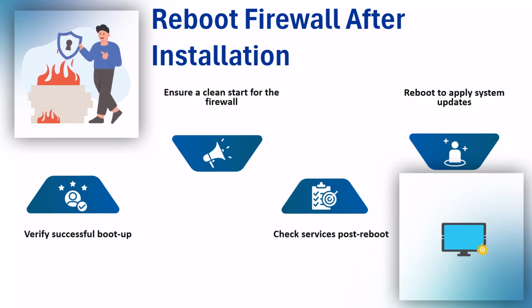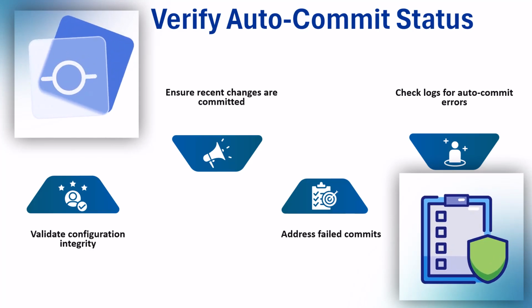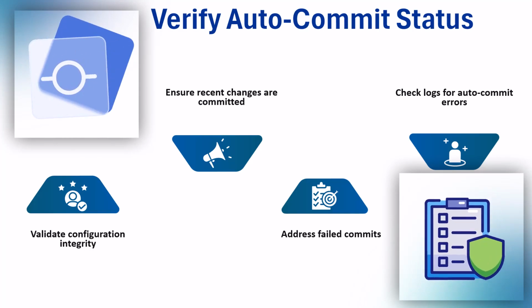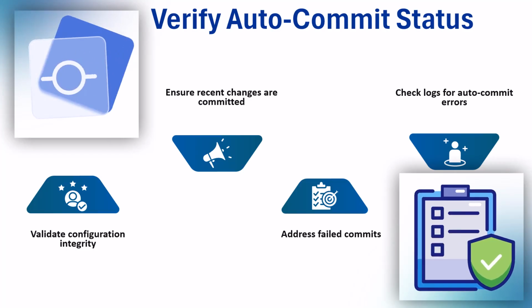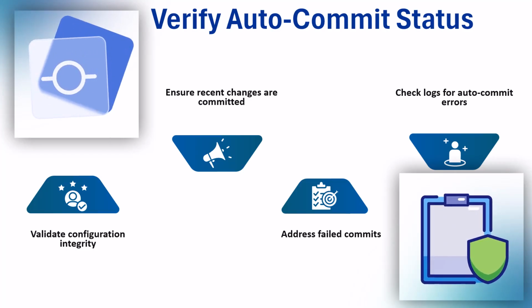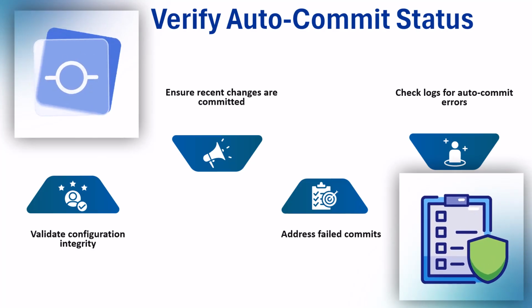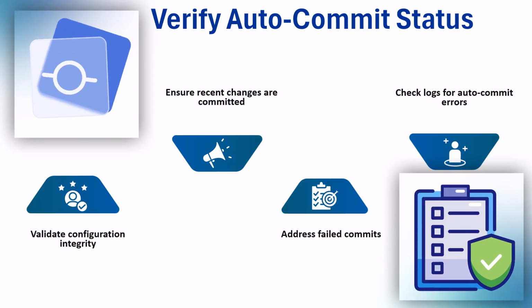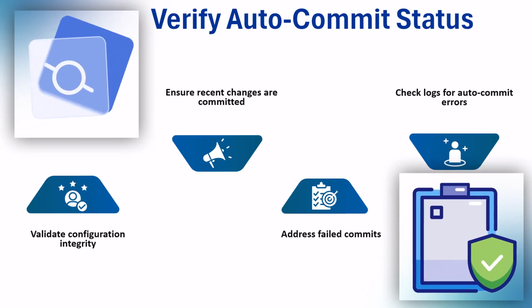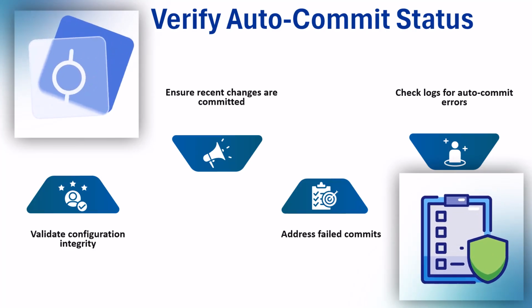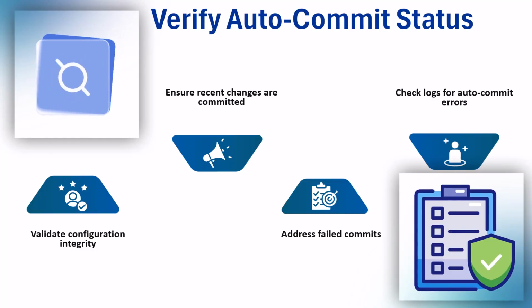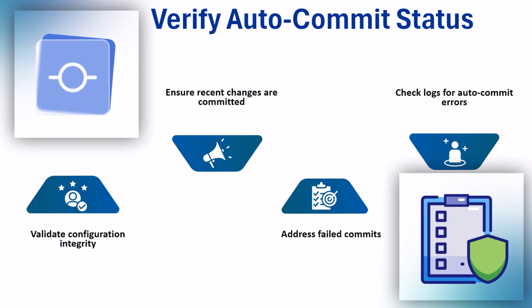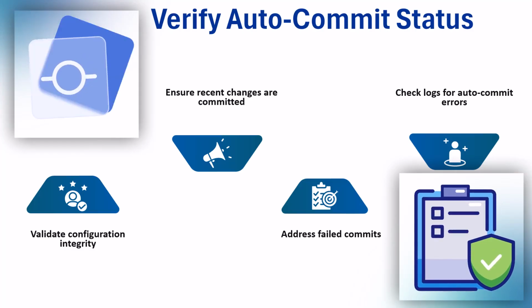You'll regret it later. Auto-commit. Sounds like the firewall is taking care of things on its own, right? Well, kind of. But it's our job to ensure those changes actually stuck. Scan the logs for any sneaky errors. Verify the configuration integrity, and make sure nothing was lost in the process. If auto-commit failed, fix it ASAP. Because "I thought it was saved" is not the excuse you want to use when things go haywire.